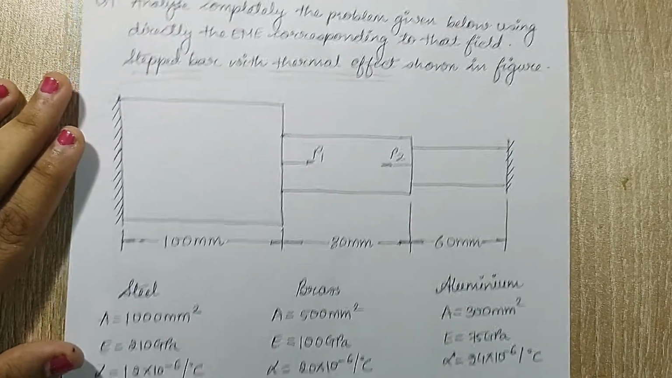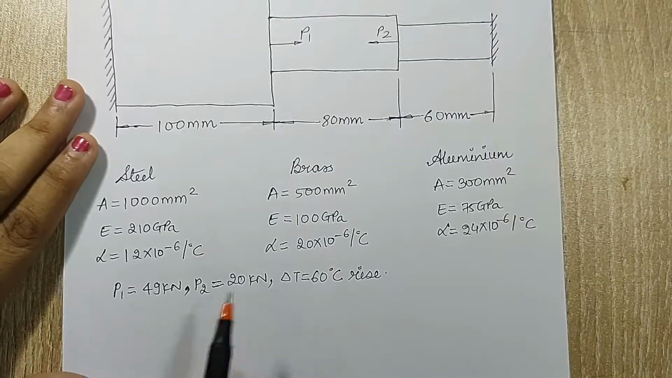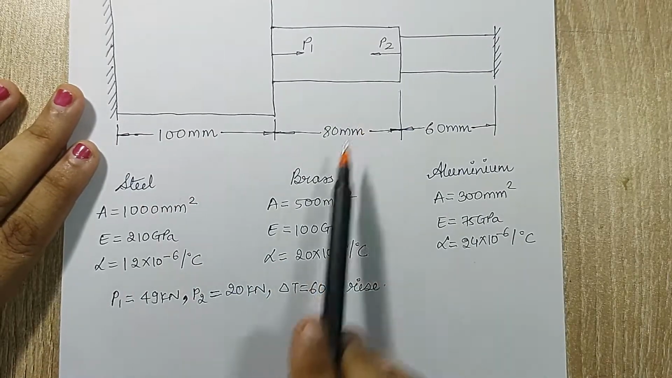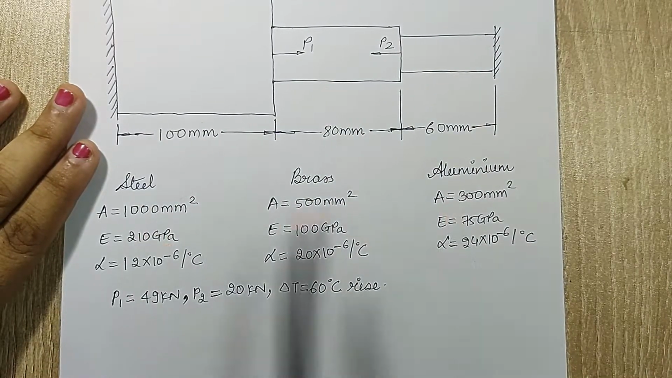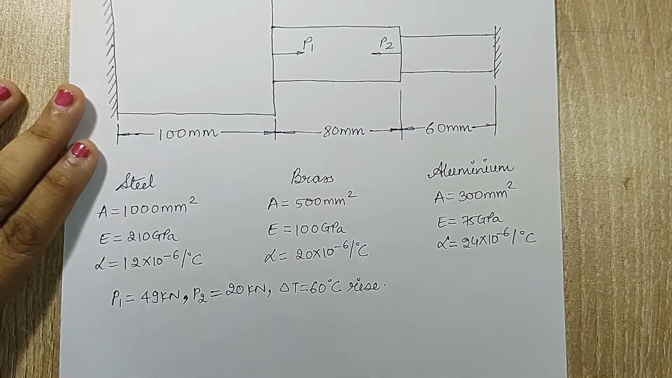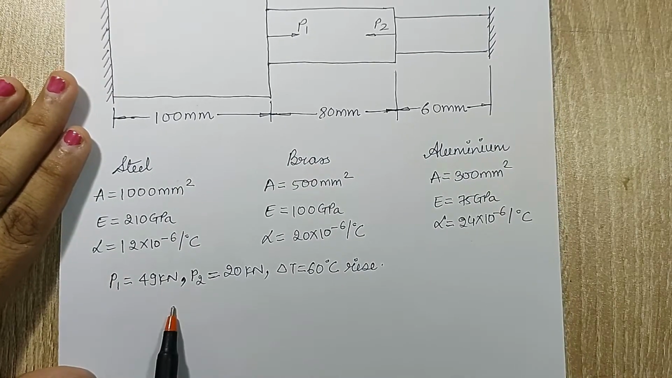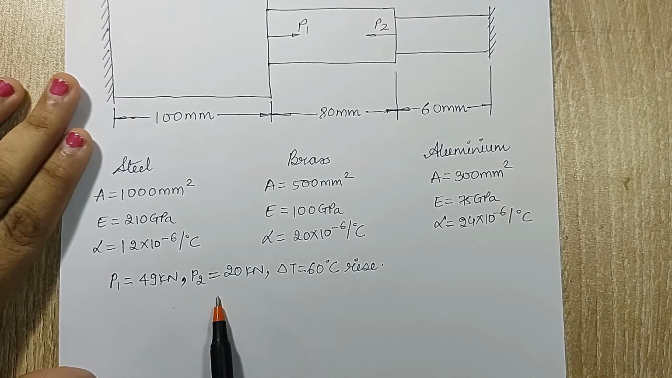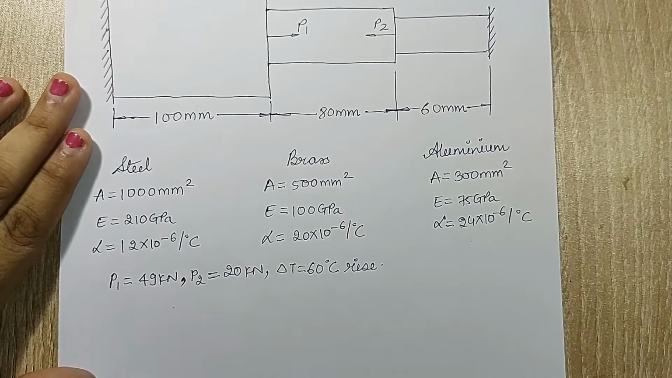Now this is a figure given to me, both the ends are fixed, there are two loads applied here. The first bar is of steel, second is of brass and third is of aluminium. Its area is given, E value is given and alpha, that is coefficient of thermal expansion, is also given for each material. The value of P1 is given as 49 kilonewton and P2 is given as 20 kilonewton. And the temperature rise is given as 60 degrees Celsius.